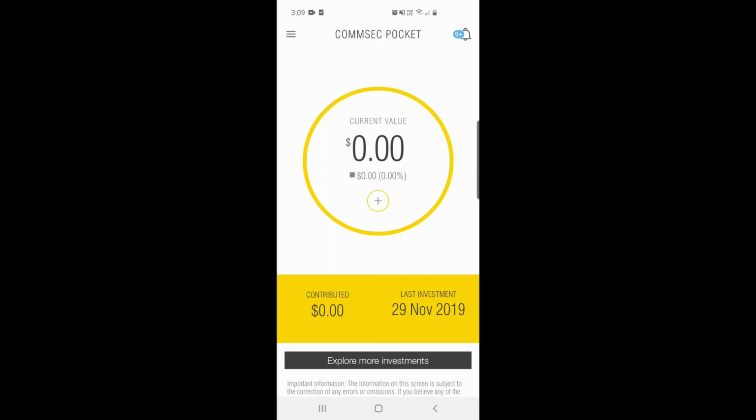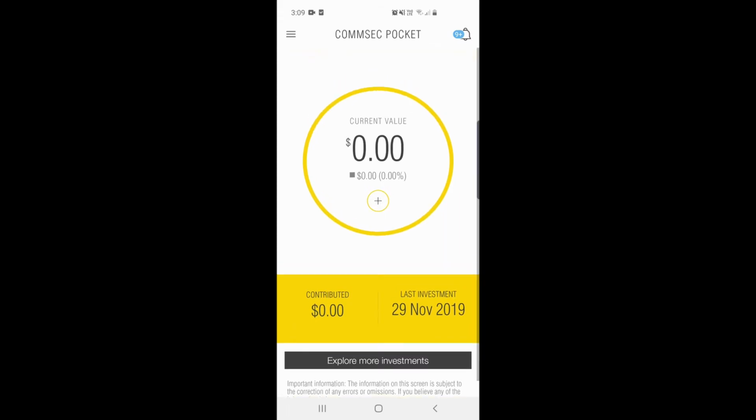So as discussed earlier, in this video we're going to be discussing the CommSec Pocket app and why you should use it, especially if you're getting into ETFs and you're a beginner and you just want that simplicity of such an easy app to use that has low brokerage fees and costs for investing.